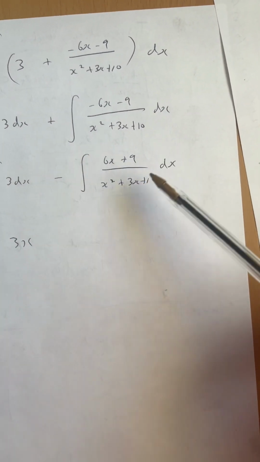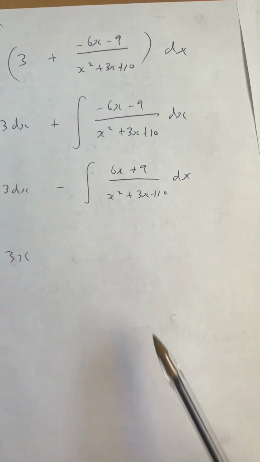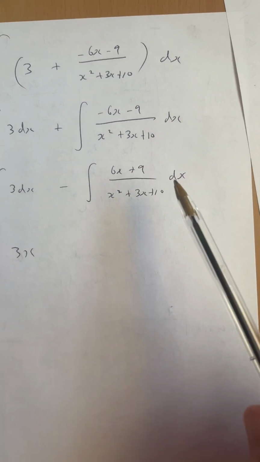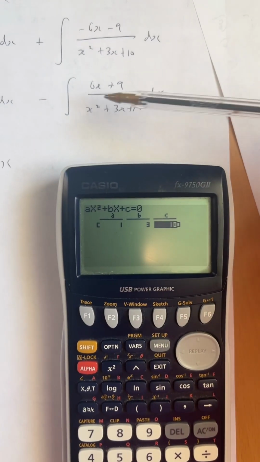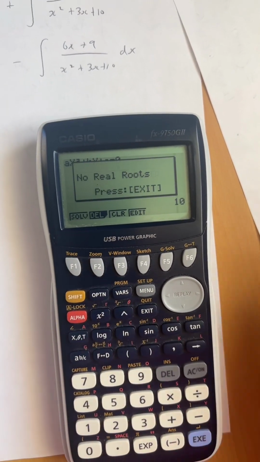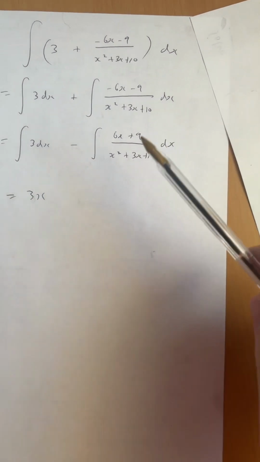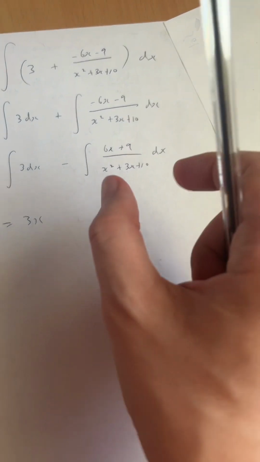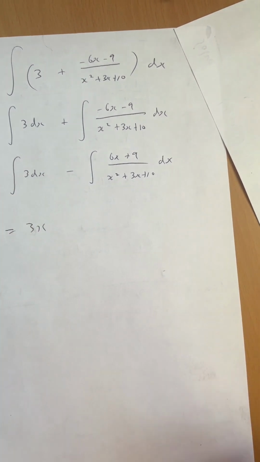So the first step we need to do with a problem like this, we need to look at the bottom. Can we factorize it? That's the question. Now what we can do is go to the calculator, and when you go to the equation solver, A is 1, B is 3, C is 10, you try and solve that. No real roots. Okay, so we can't factorize it. If you could factorize it, what you would do is you'd factorize it, you'd split into partial fractions like what we did yesterday, and then you do a partial fraction calculation and integrate the partial fractions.